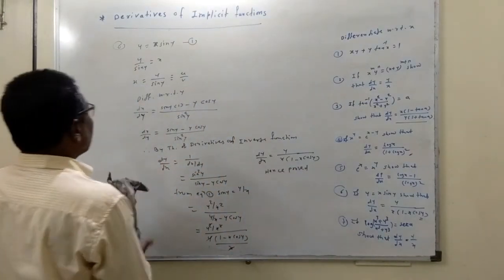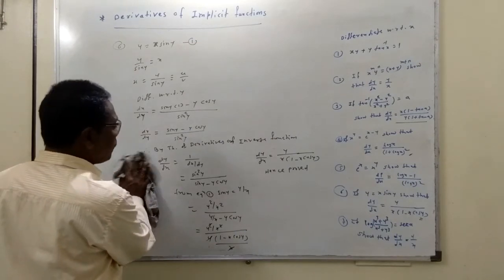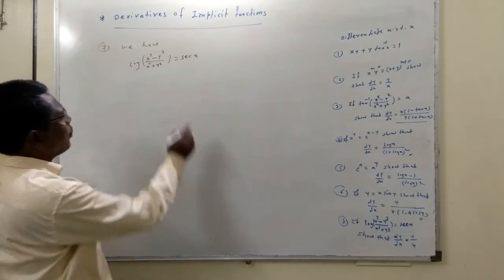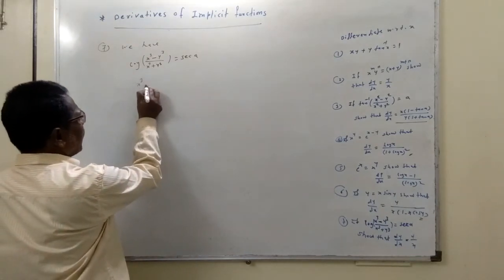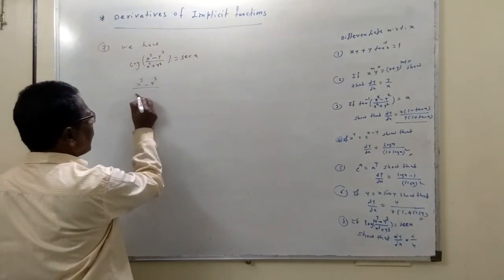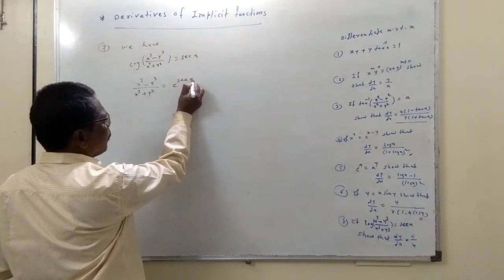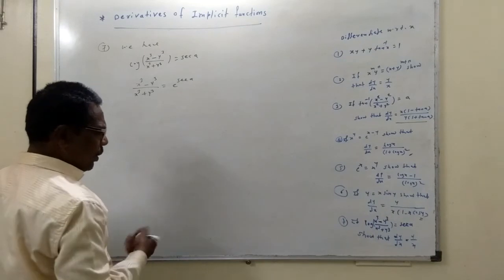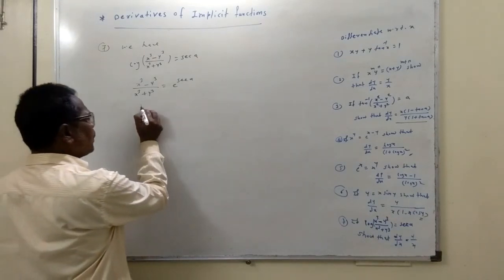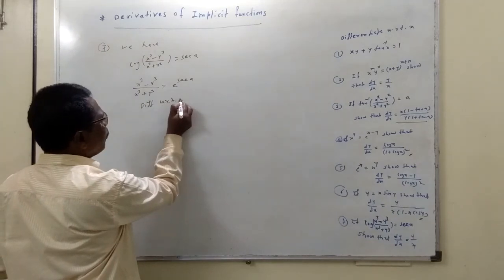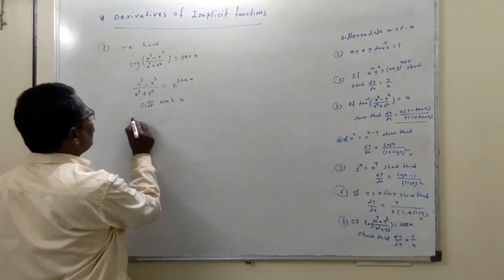Now the last example we will see, the seventh example. x cube plus y cube is equal to 6. So x cube minus y cube upon x cube plus y cube is equal to e raised to sec a. Now e raised to sec a is constant. When we take the derivative, that becomes 0. So we differentiate directly here. Differentiate with respect to x. So u by v formula.